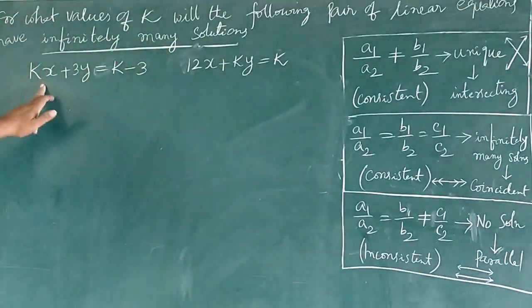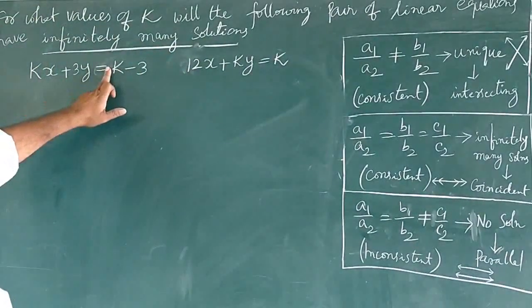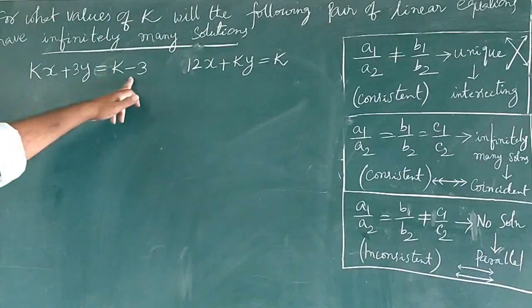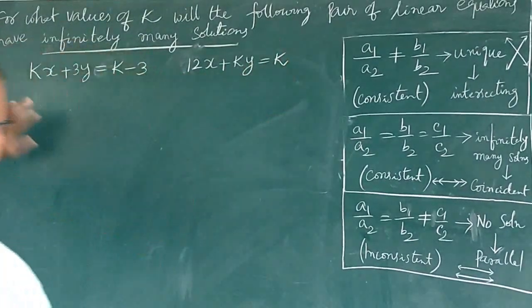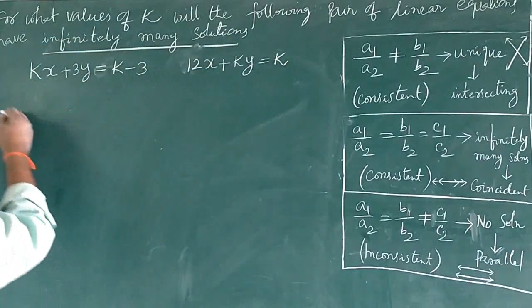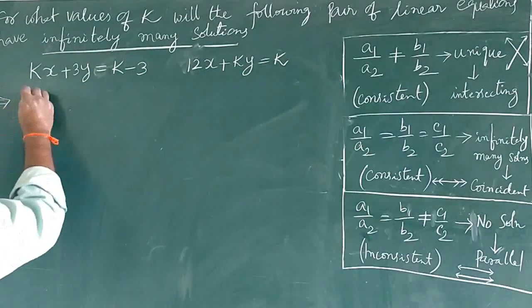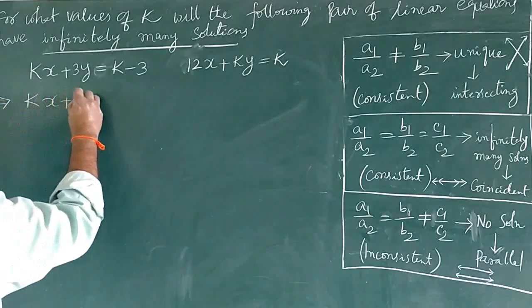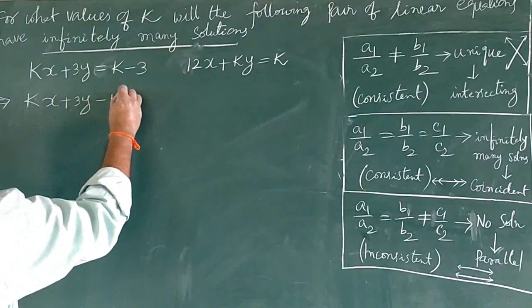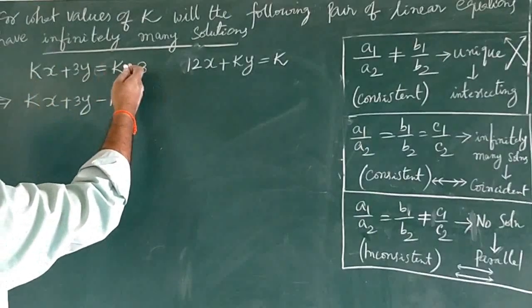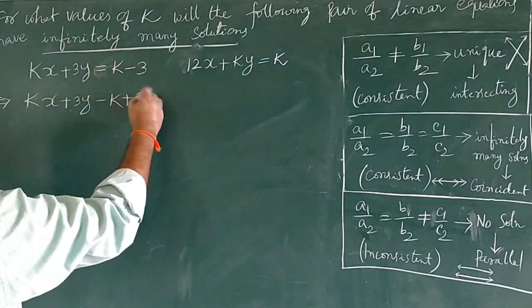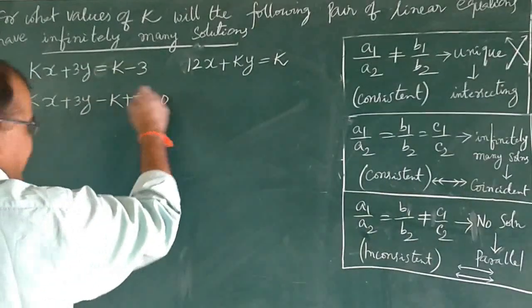So here kx plus 3y is equal to k minus 3. Here k minus 3 is a constant term, and k is a coefficient. First of all, convert into general form. Kx plus 3y minus k, the k will be transposed to minus k, and minus 3 will be transposed to plus 3, equal to 0.